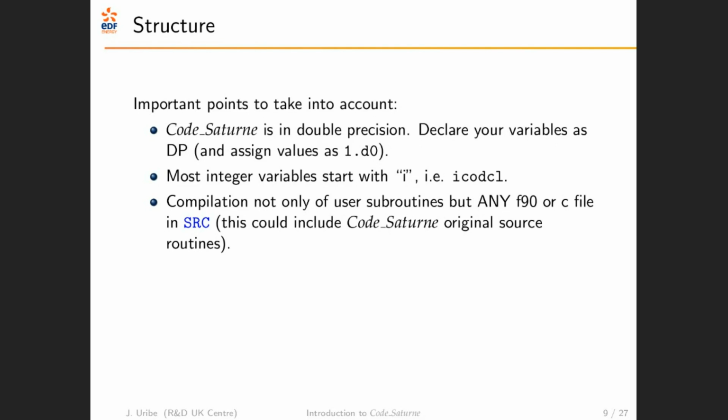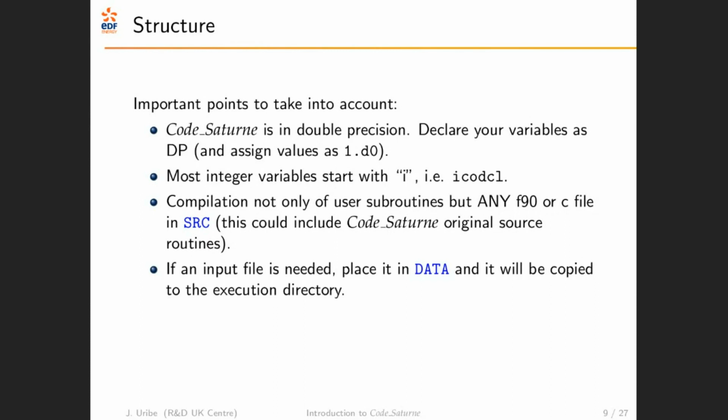As I said before, when you're running and it goes into the compilation stage, you compile anything in that directory. So you can have your own subroutine there. Anything that is .f90 or .c will be compiled, so you can have your own subroutine, your own function that does whatever you want, and it will be compiled there. It doesn't have to be only the source code.